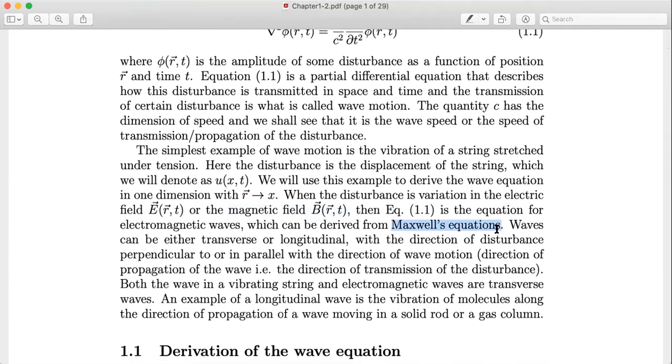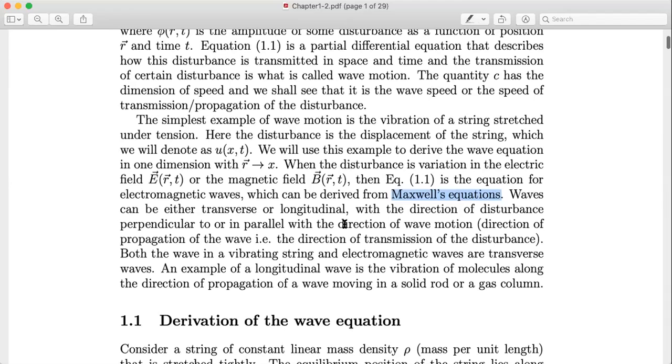So that will be either reviewed or shown to you in exercise class next week. So in exercise class next week, the teaching assistant will derive the wave equation in two more contexts, other than the vibration of string.